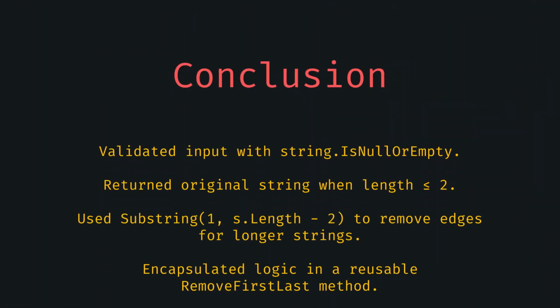To recap, the helper is short, clear, and safe. Encapsulating the behavior in a method makes it easy to test and reuse. You can drop this into a utilities class or call it directly from a small console demo or unit tests.